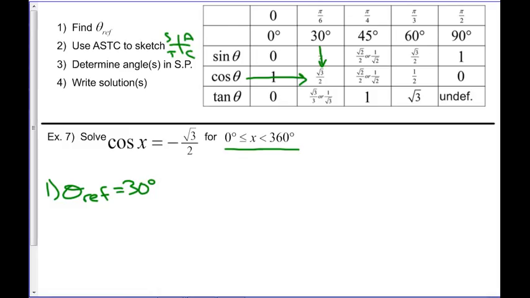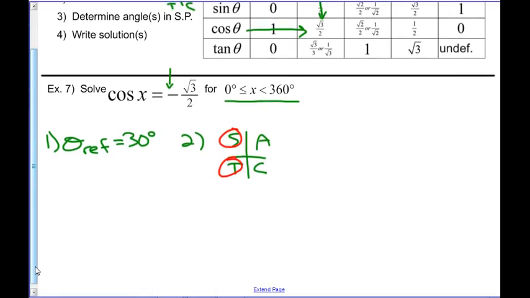Now you might say, but what about the negative? We'll deal with the negative next. That comes up when we pick our quadrants. So here we're talking about a negative cosine. Where is cosine negative? Well, we know it's positive in quadrants 1 and 4. It's going to be negative in quadrants 2 and 3.